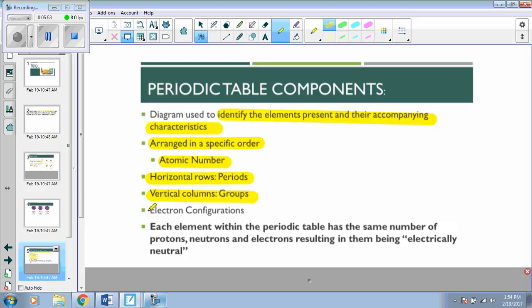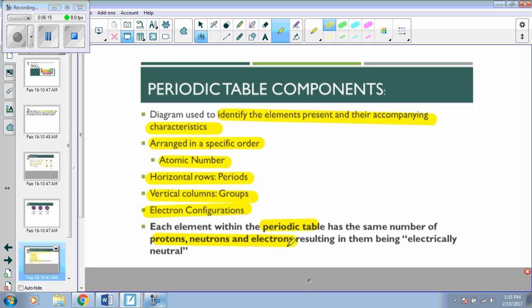Do not forget about electron configurations. With electron configurations, we're using atomic numbers. Each element within the periodic table has the same number of protons, neutrons, and electrons. So if I'm looking at the periodic table, I know that protons, neutrons, and electrons with each element are identical.